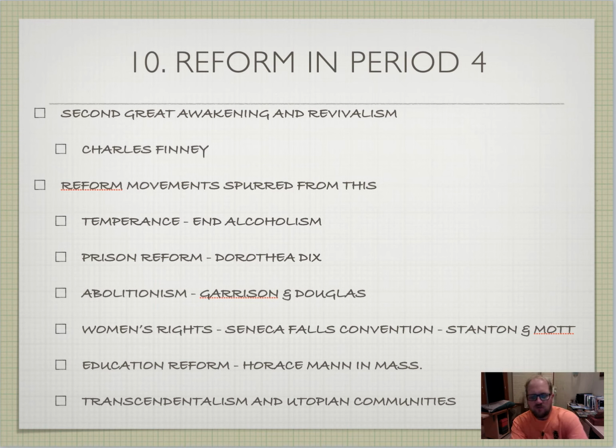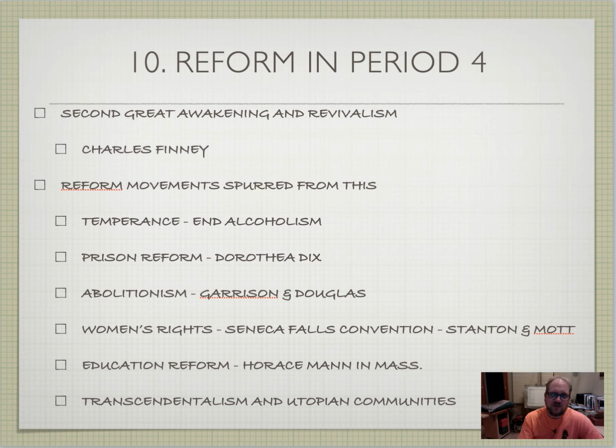And the last section of reform in period 4 all does start off with the Great Awakening and revivalism. Charles Finney is going to start spreading new religious ideologies, being more accepting to blacks and women within the church and faith. They're also going to push away predestination for good. This will spur a wide range of reform movements that are going to flourish in this time period. Some successful and a lot of them very unsuccessful until later on.